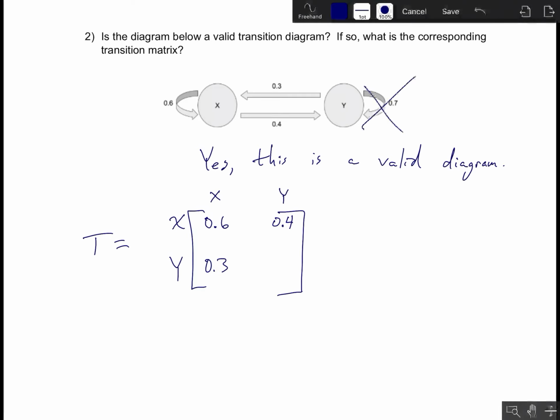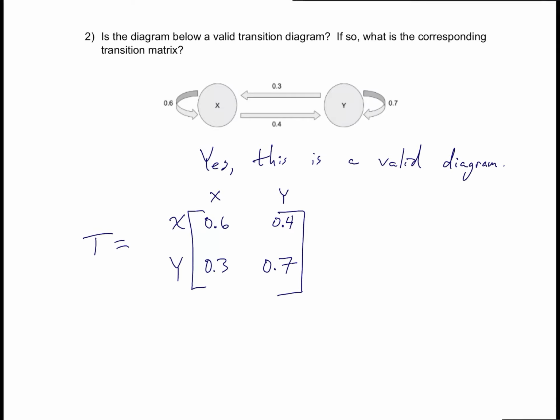And even if we didn't want to look at the diagram, we also know that the rows in a valid transition matrix have to add up to 1. So even if I didn't have this part of the diagram, I could still fill in that last entry, because I know that this bottom row has to add up to 1. And therefore, there has to be a 70% chance that we go from Y to Y. So this is my transition matrix.